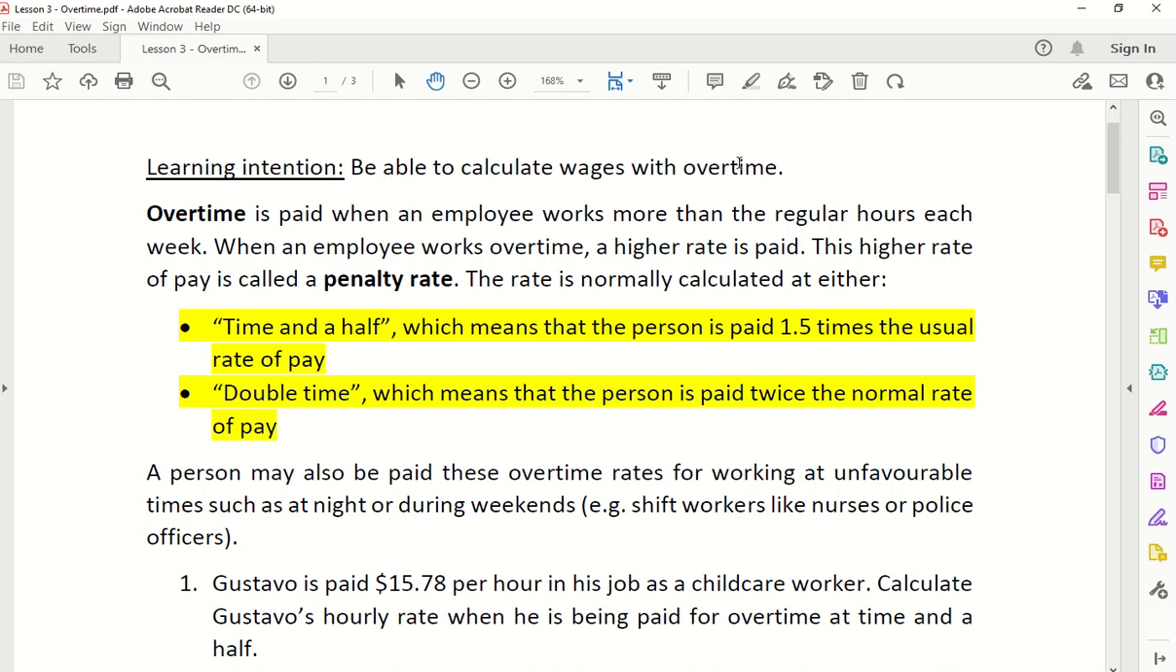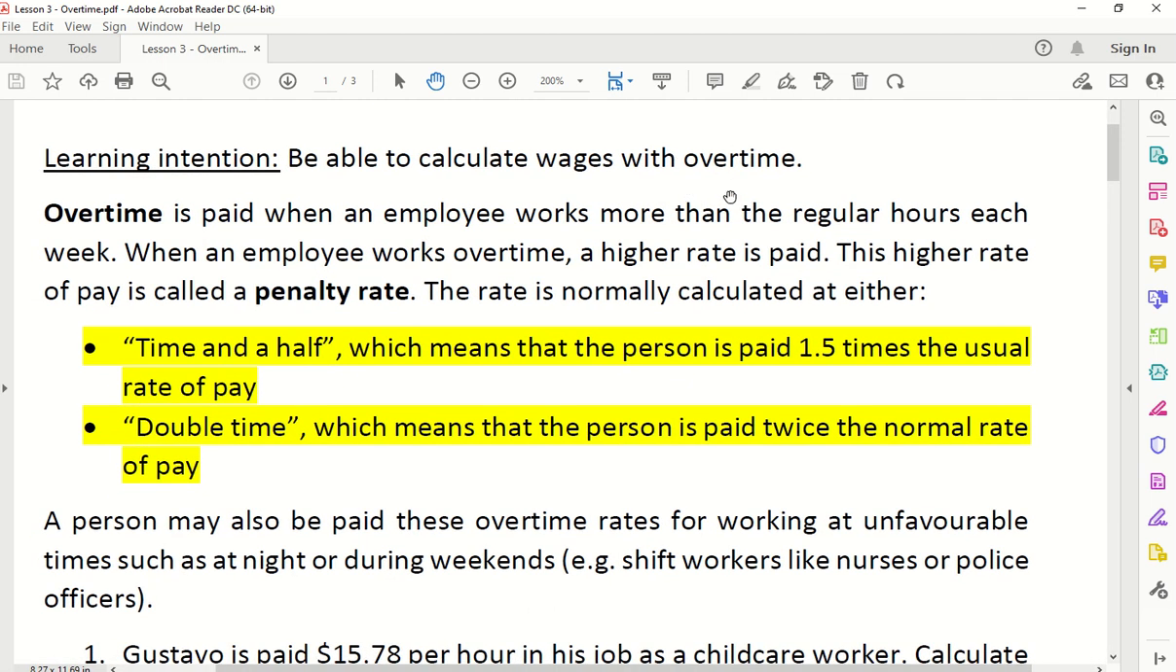Our learning intention today is to be able to calculate wages with overtime. Overtime is paid when an employee works more than the regular amount each week. So when an employee works overtime, a higher rate is paid. This rate of pay is usually called a penalty rate.